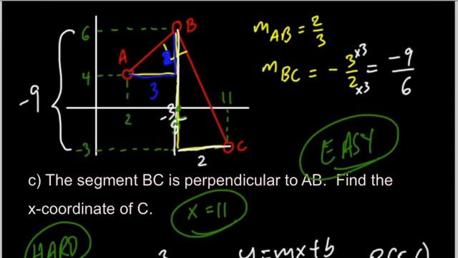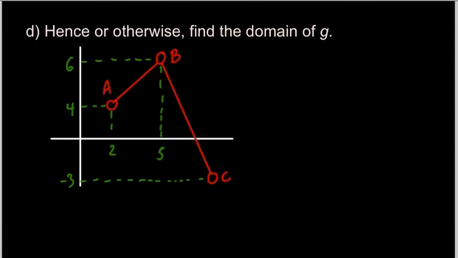And that's how we solve for C. Okay, so hence or otherwise find the domain of G. So we have just found out that this point right here is 11, right? So now we can basically just use this information to find the domain of G.